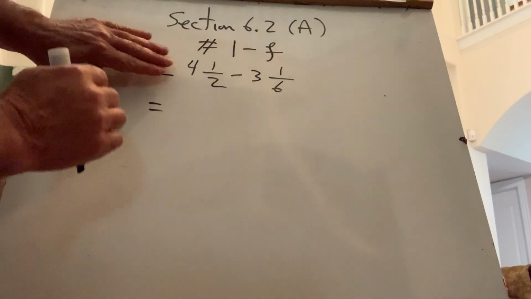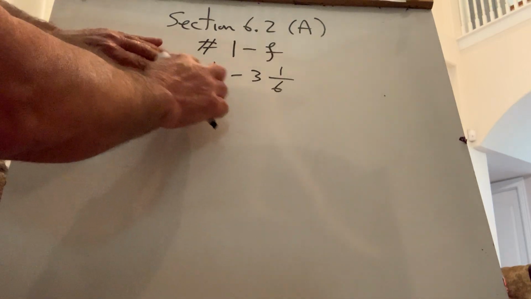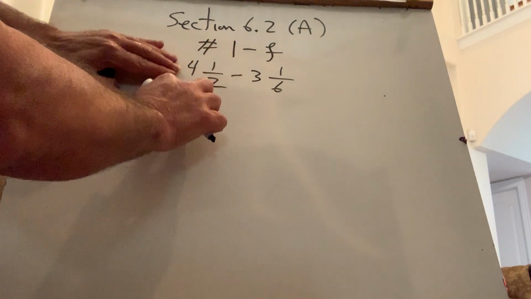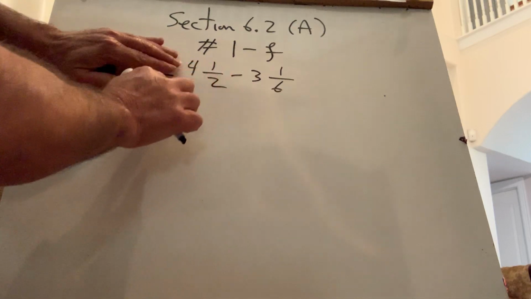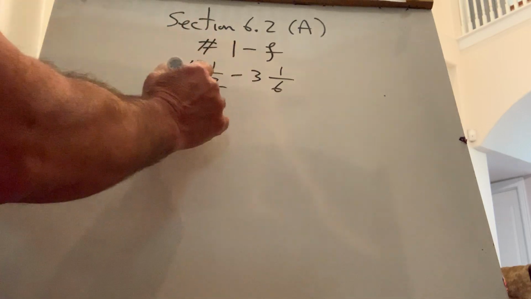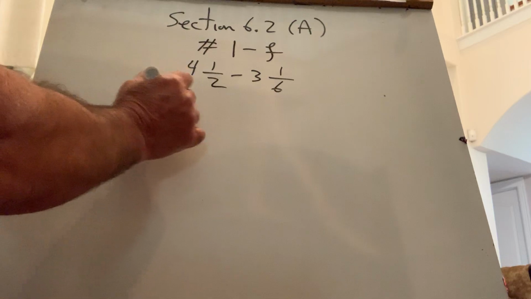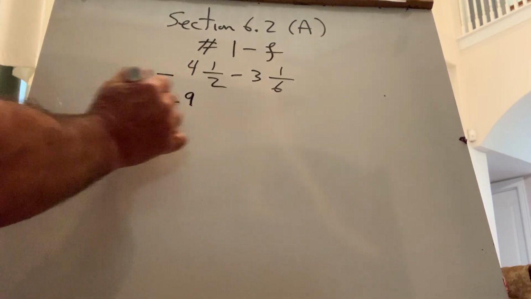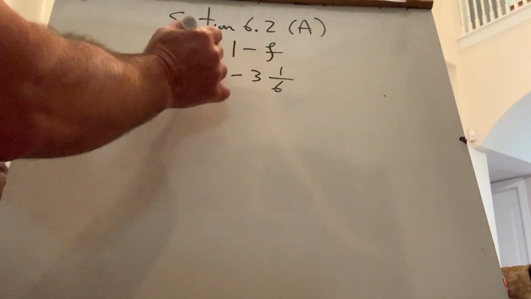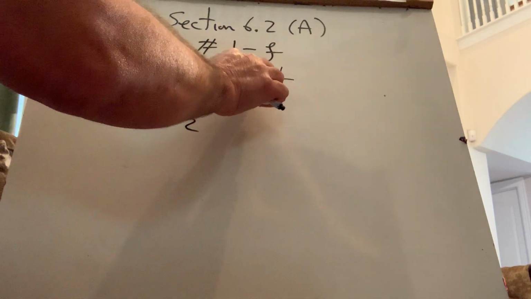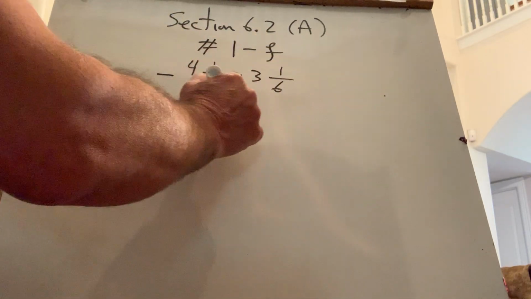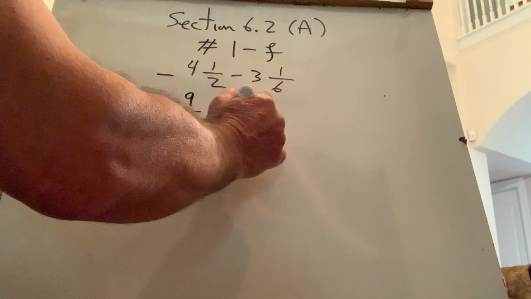And the way you do that, of course, ignore the negative for a minute. You go this times that plus that becomes your numerator, and then over the same denominator. So in this case, 4 times 2 is 8 plus 1. Of course, don't forget you still have the minus there, over the same denominator, which is 2. And then same thing: 3 times 6 is 18 plus 1, which is 19 over 6.